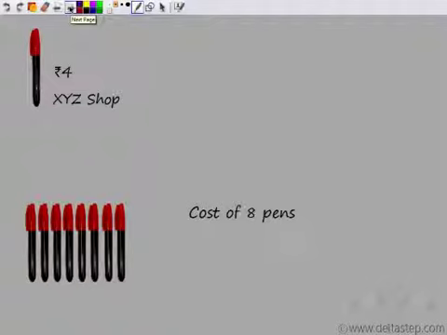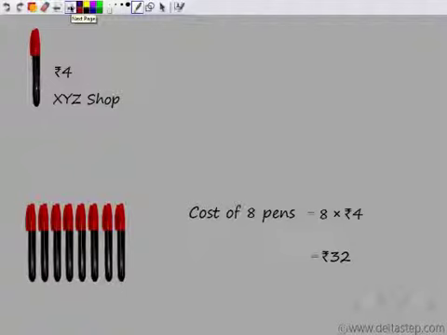So for 8 pens, again, 1 pen costs 4 rupees, so you have to add 4 eight times. That is repeated addition of 4, which is nothing but multiplication. So this would be equal to 4 times 8. 8 fours are 32. That is 32 rupees. So in XYZ shop, 8 pens cost 32 rupees.